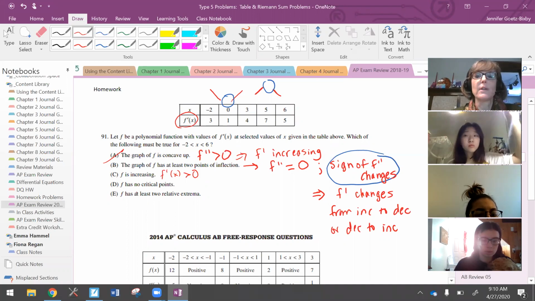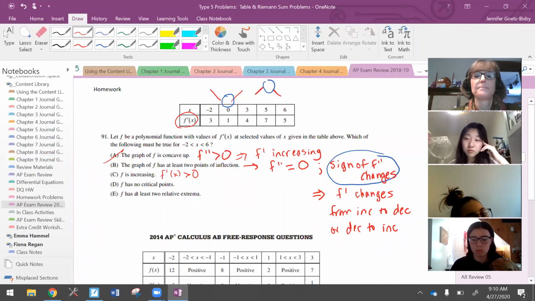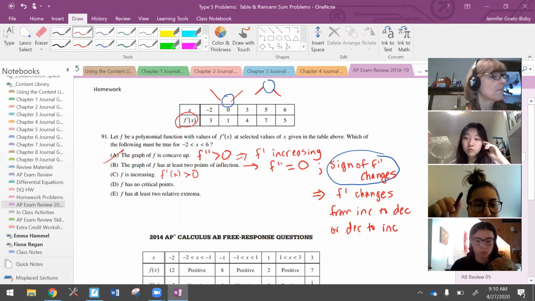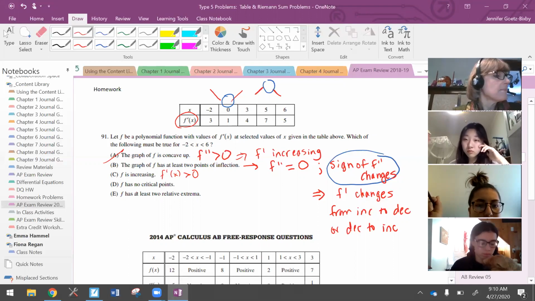What do we need for critical points? Wait, but isn't F always like, yeah, the slopes might change, but it just keeps going up. It does. So let's keep going. Yes, Sarah, you have a valid point. We'll come back to it.